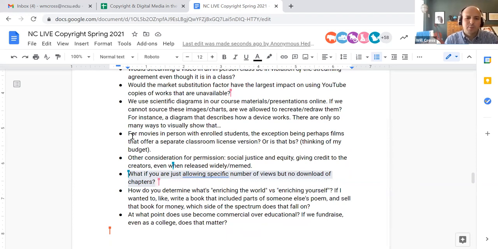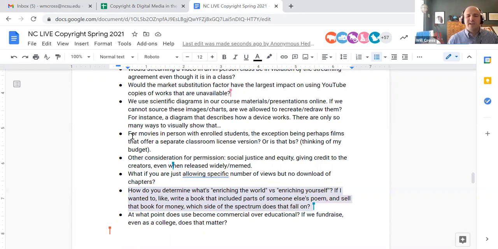Next question, how do you determine what's enriching the world versus enriching yourself? If I wanted to write a book that included parts of somebody else's poem and sell that book for money, which side of the spectrum? That's a really good question. And it again points to the sort of soupiness of fair use, right? That there isn't necessarily a stark divide between enriching the world and enriching yourself. Non-commercial uses are often more favored and make your soup taste a little better, but there are tons and tons and tons of leading fair use cases where clearly commercial for-profit uses were found to be fair.